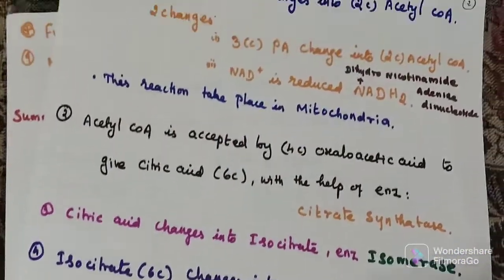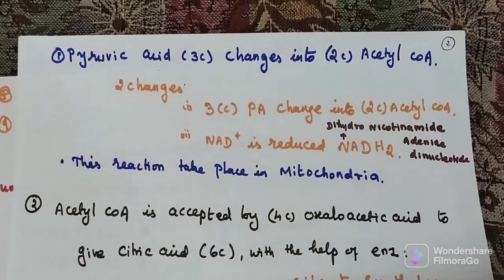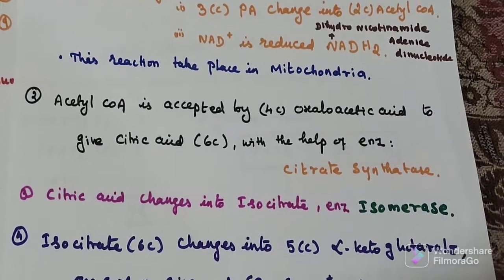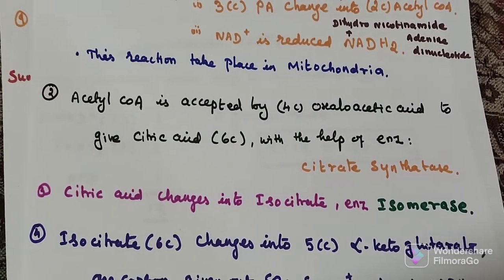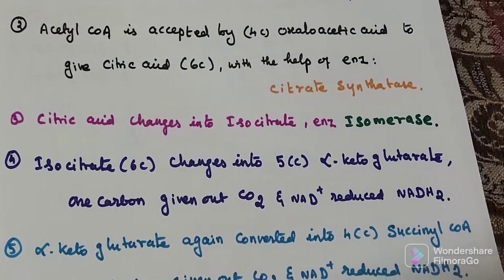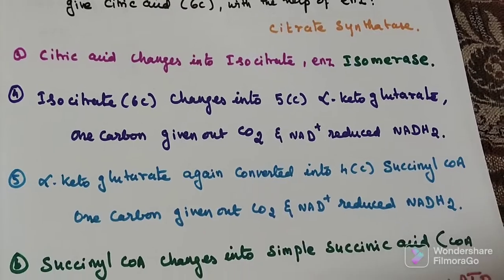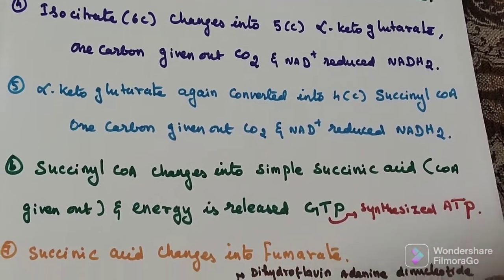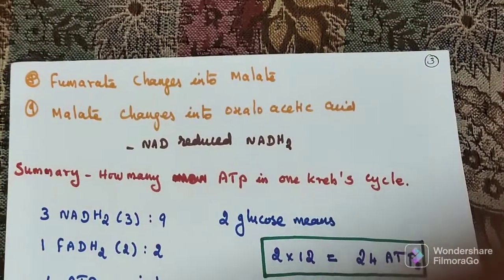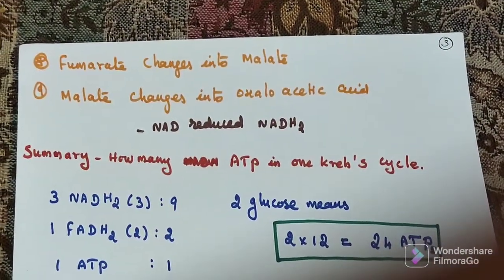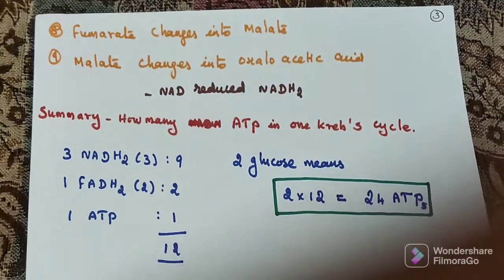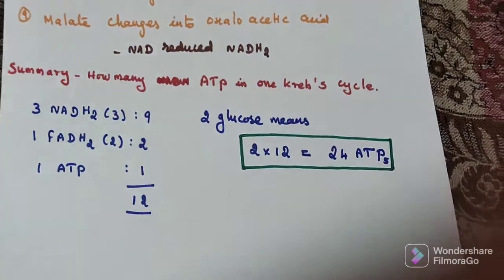Now we will see the notes format. Pyruvic acid changes into acetyl-CoA, acetyl-CoA is accepted by oxaloacetate to form citric acid, then isocitric acid, then alpha-ketoglutarate, then succinyl-CoA, then succinic acid, then fumarate, malate, then changes to oxaloacetic acid. This cycle continues. Finally we got 24 ATP molecules.